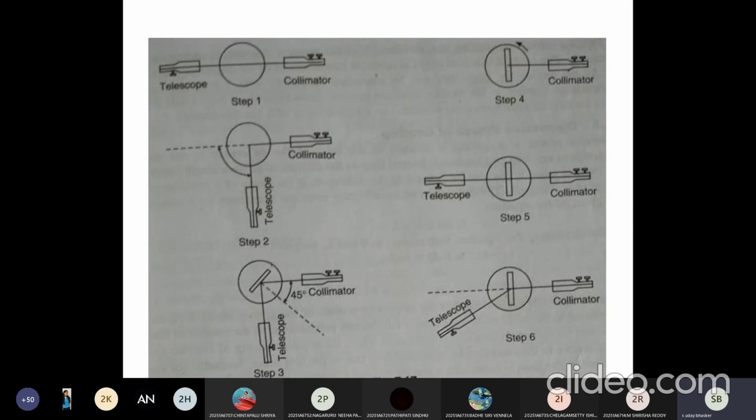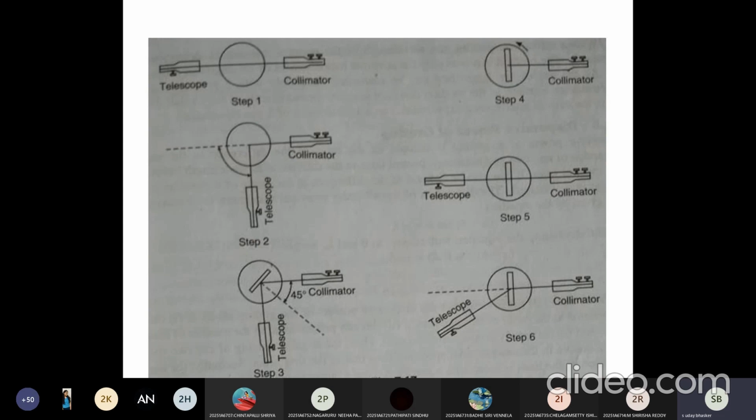Okay, I'm looking at the experimental arrangement. Why should we look at the experimental arrangement? Because this question is asked many times in the theory exams as well as the practical exam. We will do this in the lab, and they also ask in theory.